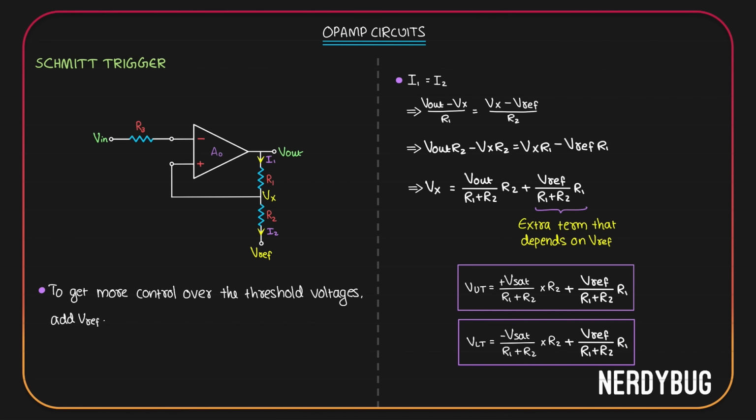For example, assume that the magnitude of this is 5 and the magnitude of this is 3. The upper threshold voltage will be 5 plus 3, which is 8, and the lower threshold voltage will be minus 5 plus 3, which is minus 2. Threshold voltages will not be symmetric anymore. We can design the circuit such that we get to control the threshold voltages individually. When the Vref we apply is 0, we get equal and opposite threshold voltages. When we apply a non-zero reference voltage, we get more control over the threshold voltages.